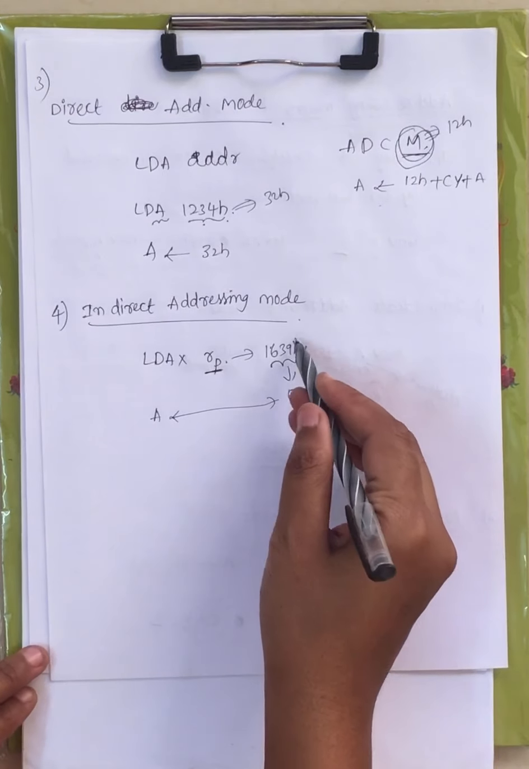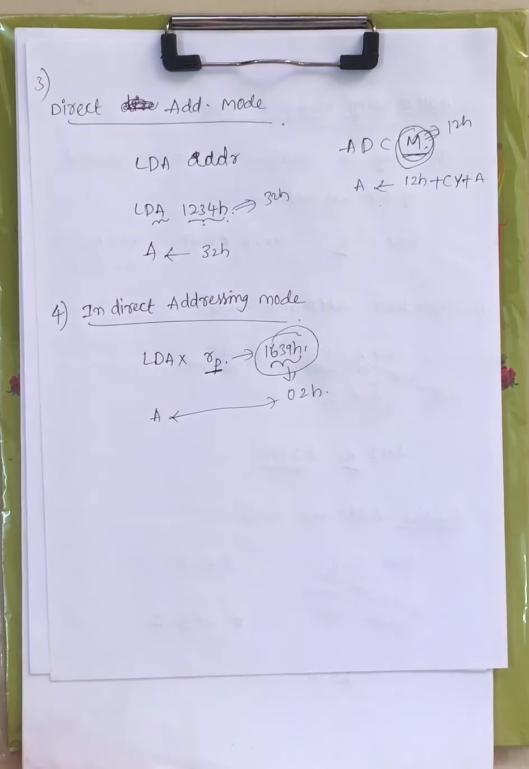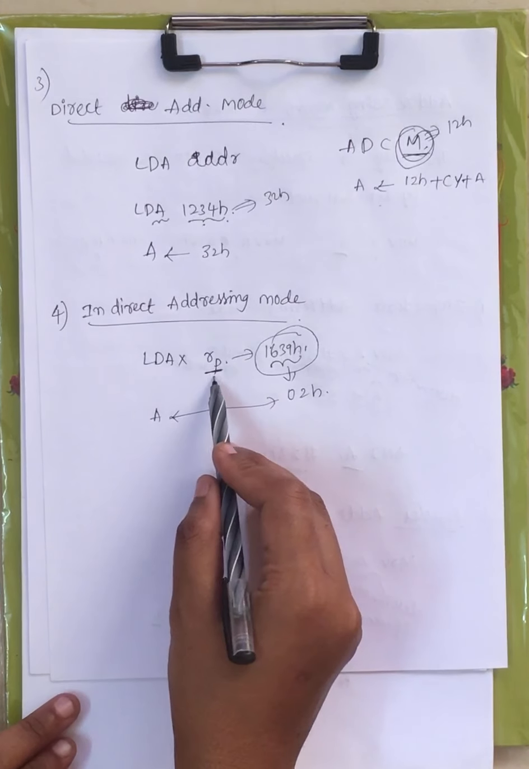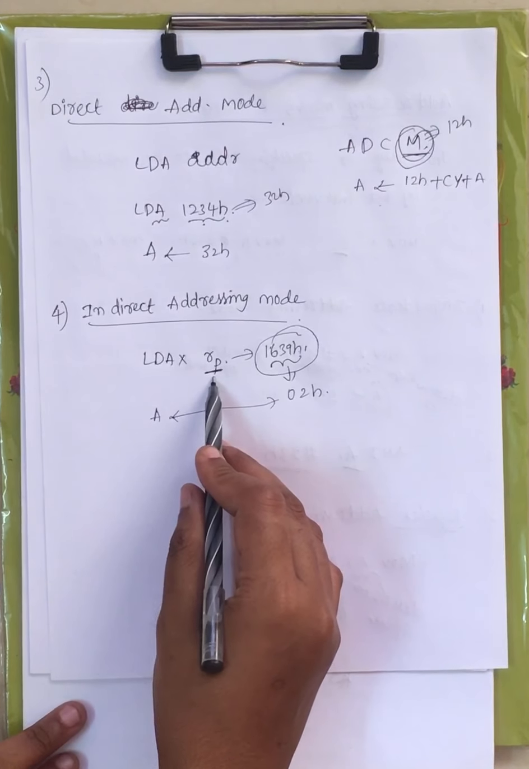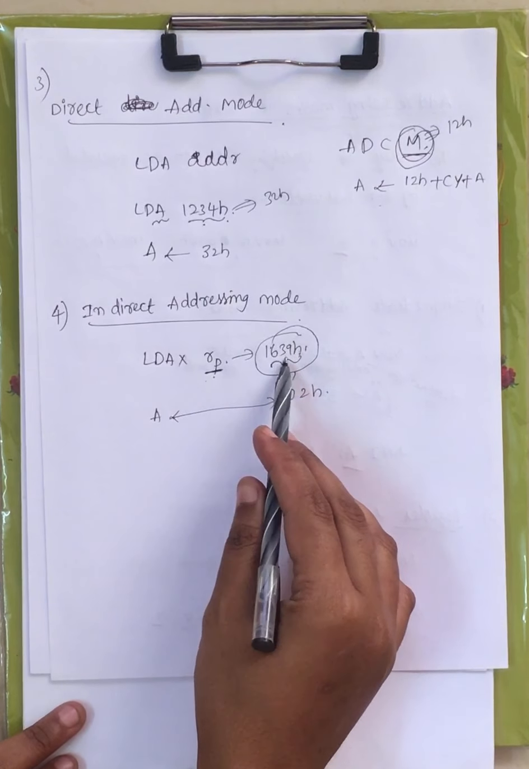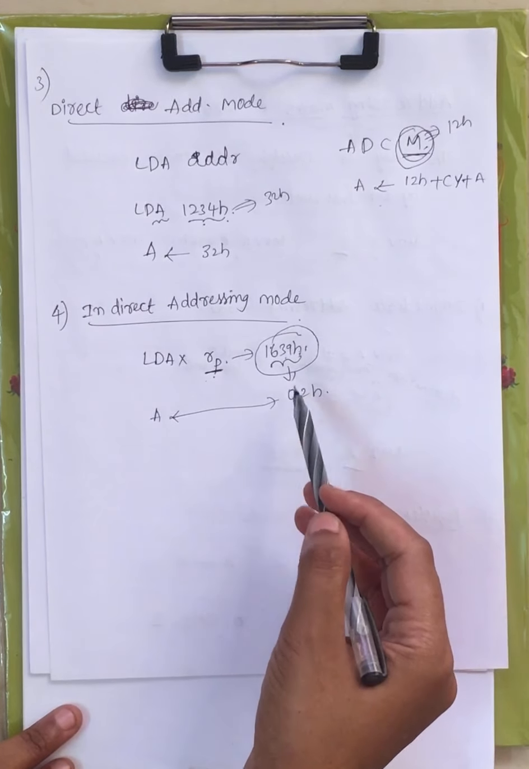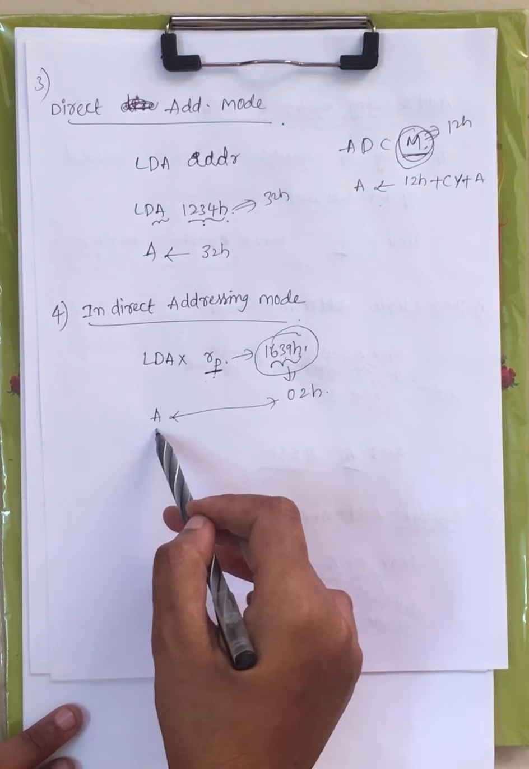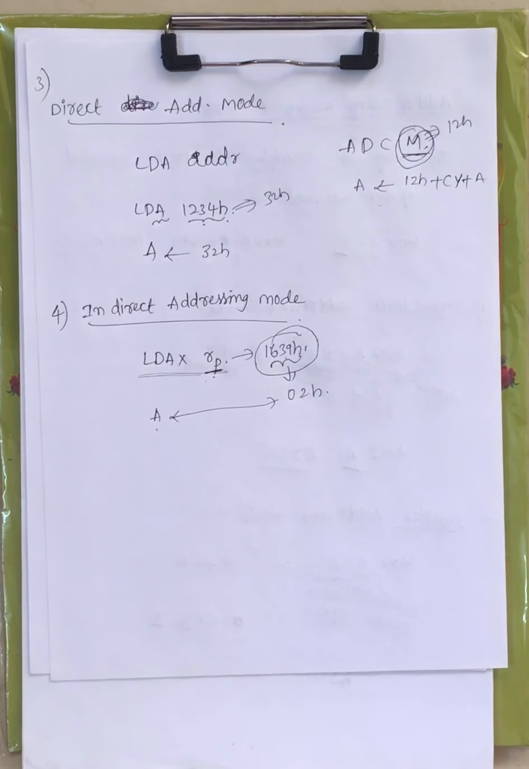Now indirectly you are specifying the memory location. Why is it indirect? Because you are mentioning a register pair in the given instruction. That will point to some memory location, that memory location will store some data, and that is moved to the accumulator by this instruction.